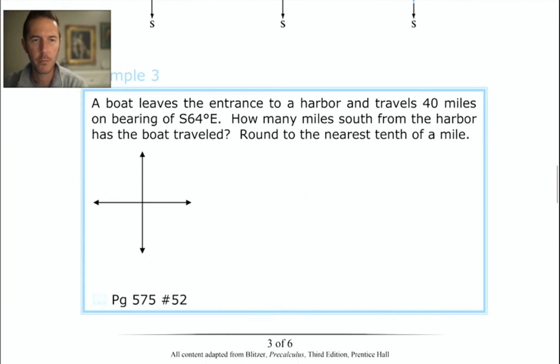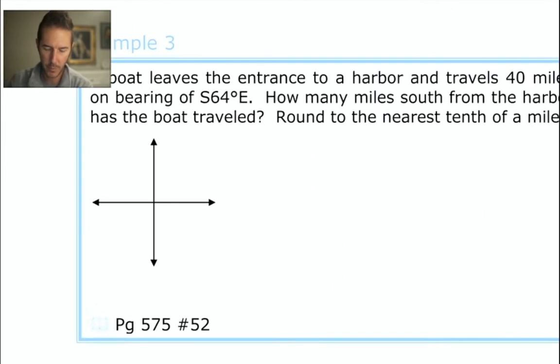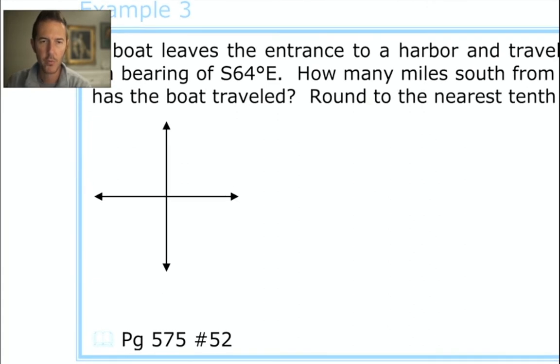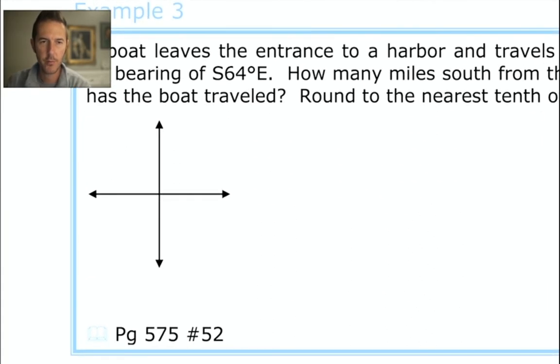An example problem using bearings. So a boat leaves the entrance to a harbor and travels 40 miles. So there's our distance on a particular bearing, south 64 east. How many miles south from the harbor has the boat traveled? So let me paint this picture for you. We're going to go south and south 64 east.